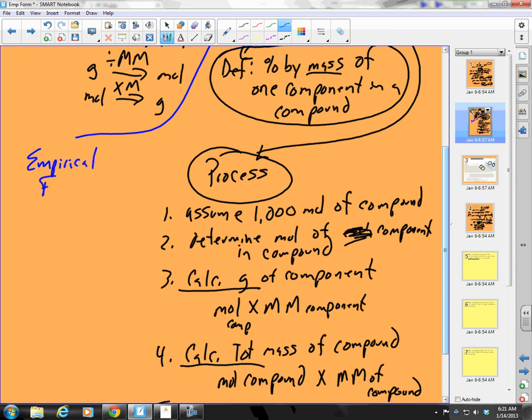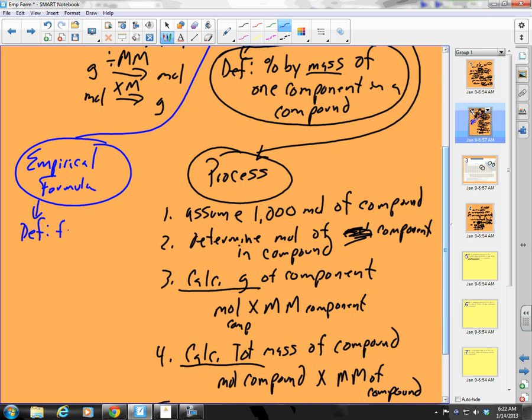Empirical formula. Good. So what is an empirical formula? That's right. We want to start with our definition. This is a very valuable definition because if you understand the definition of empirical formula, you really don't need to memorize a process. You just always go back to the definition. So here it is. An empirical formula is what?